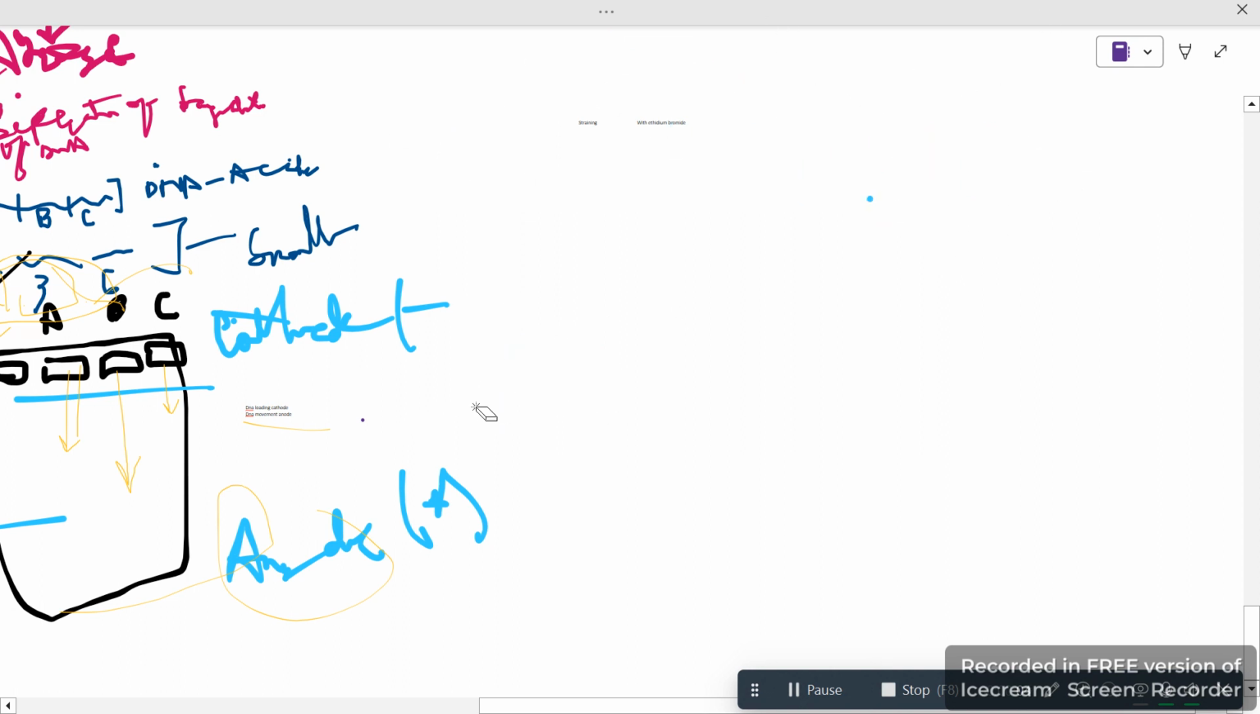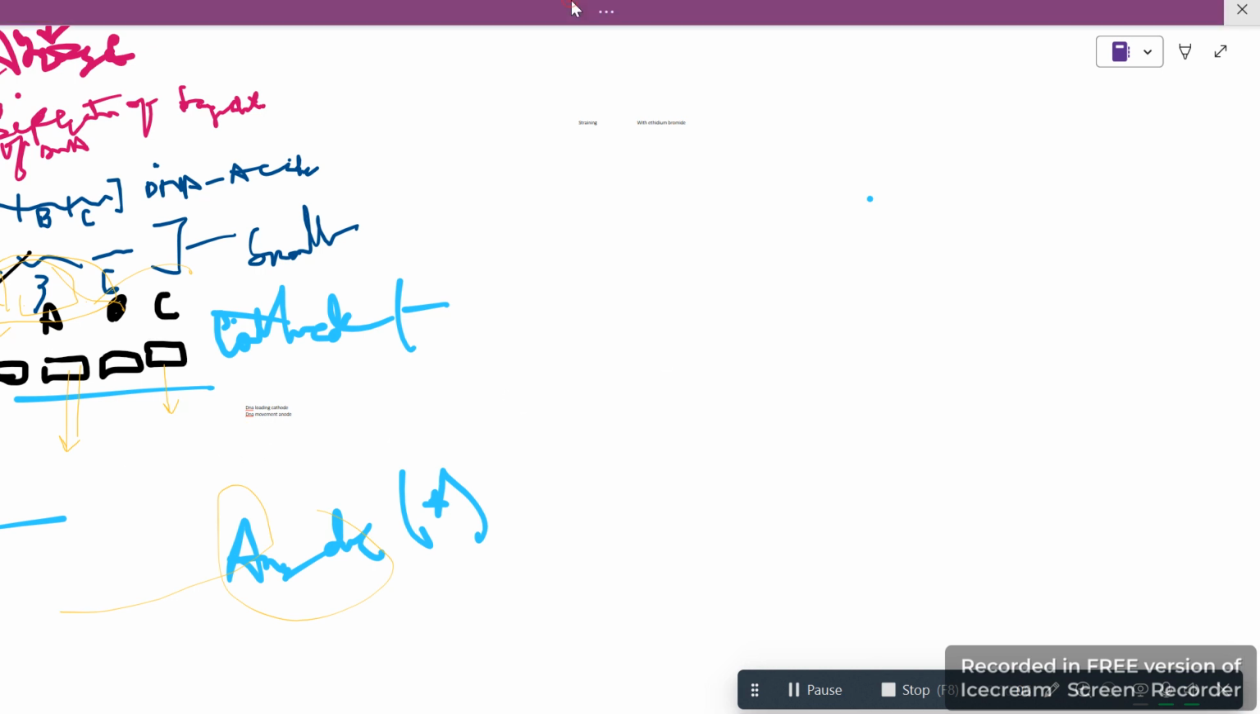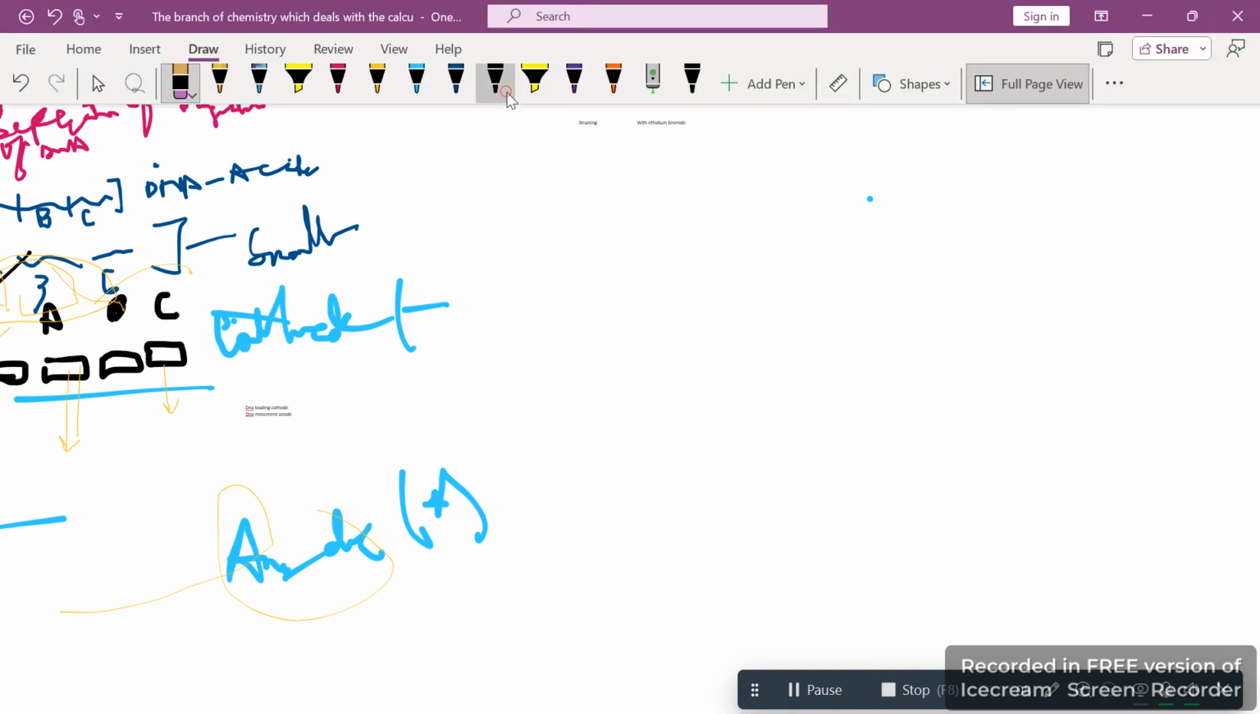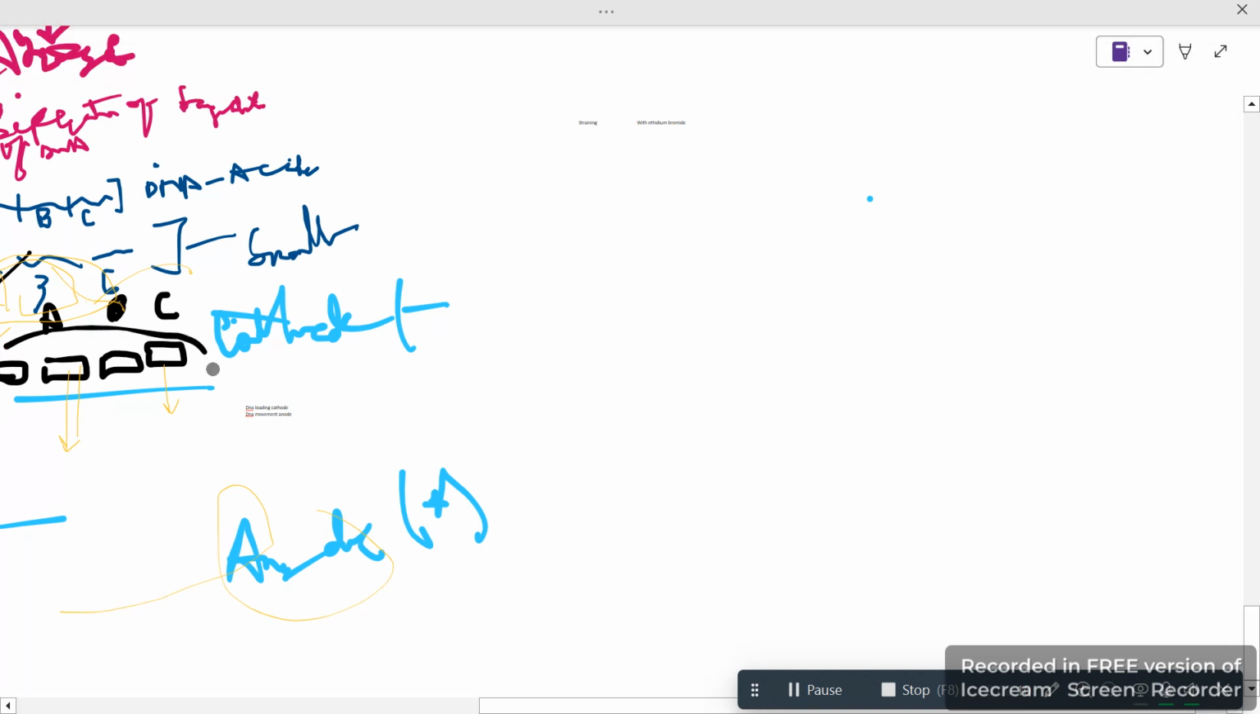So yes, we were discussing gel agarose, the complete process. And we just saw this process about separation.